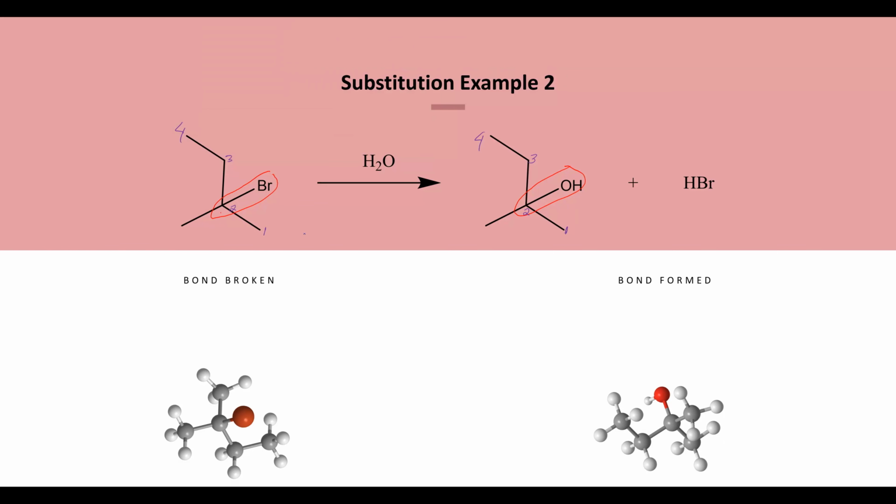And we've already answered the question of which bond is broken, which bond is formed. The bond that breaks is the bond between carbon 2 and bromine. And the bond that forms is the bond between carbon 2 and the hydroxyl group. We're not going to pay attention to the side products really because those are ionic compounds. They're inorganic. We're only concerned about organic compounds in organic chemistry for the most part.